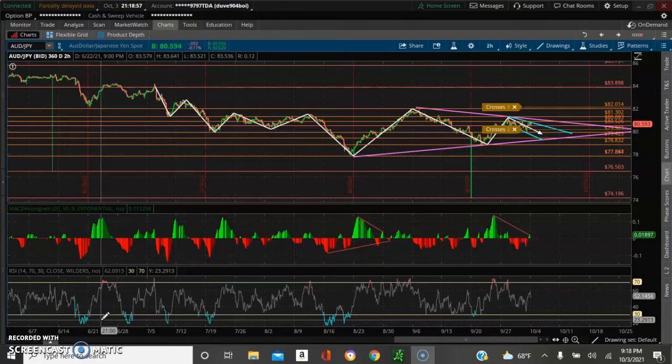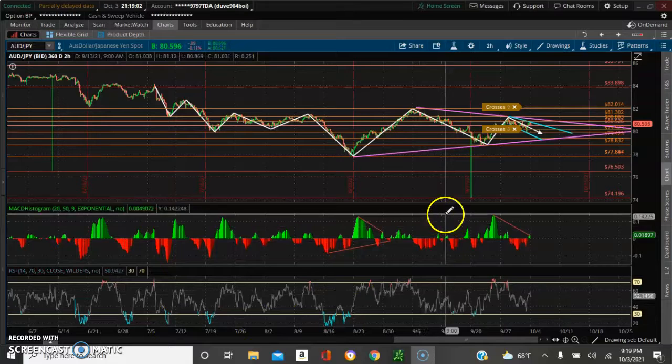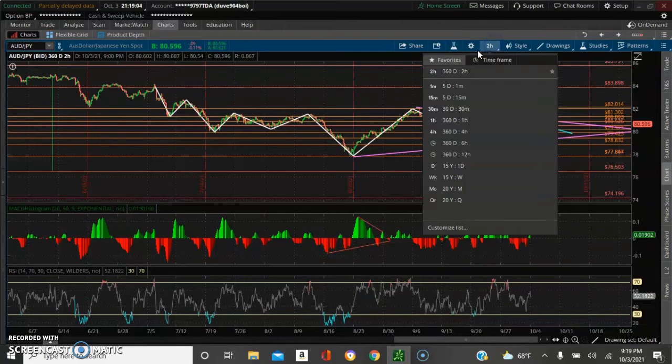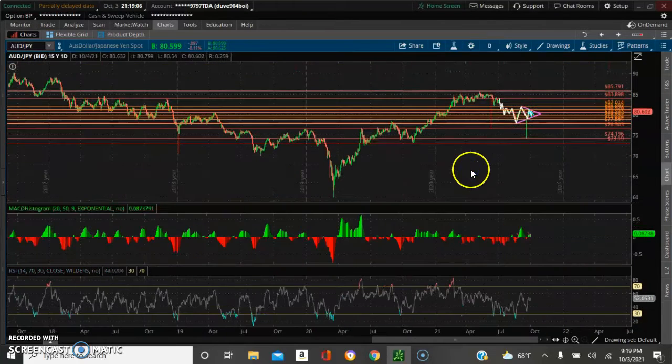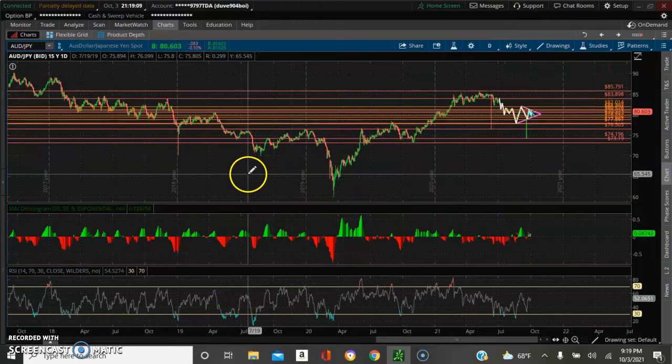We got Australian dollar versus Japanese yen here. Right now, I'm currently on a 2 hour chart. We're gonna take a look at a few things, guys. So right now I'm going to the day chart so we can just discuss support and resistance here real quick.